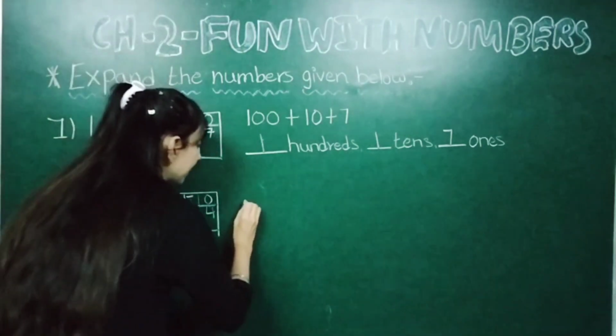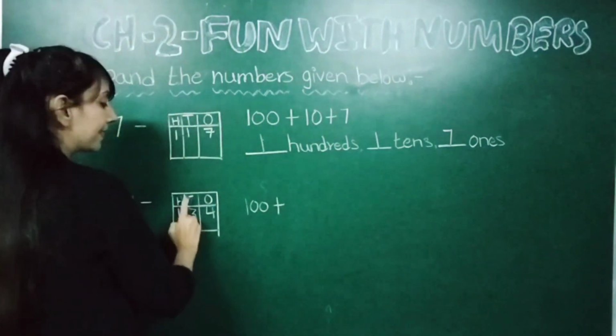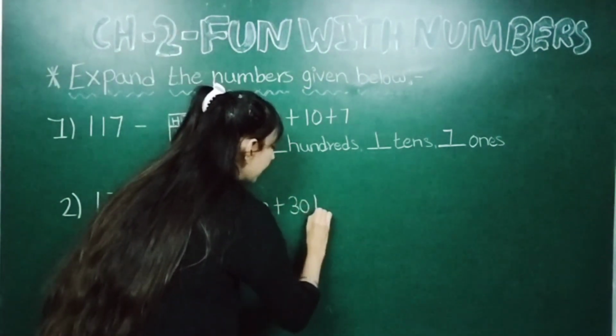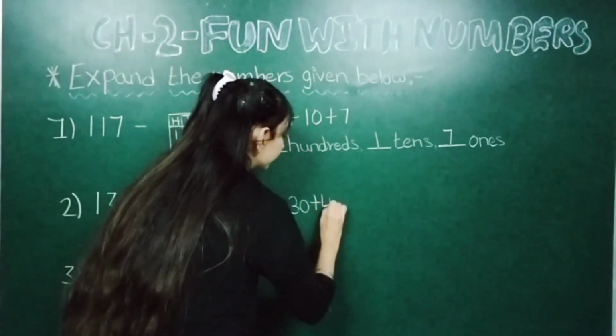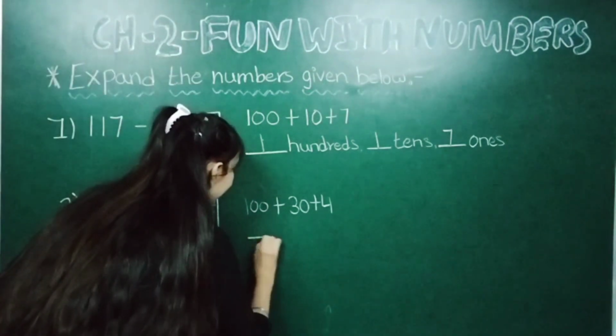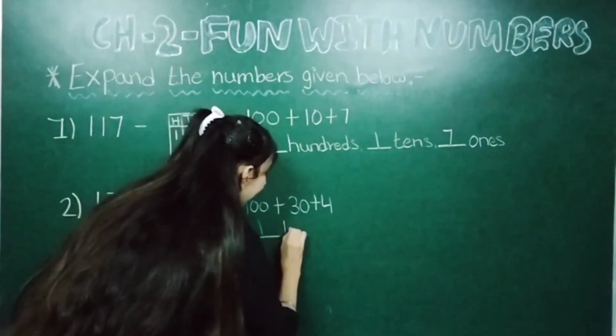So how do we write it? See, 100 plus 3 tens means 30, so here we will write 30. Then plus 4 ones, so here we write 4. Understood? Now in this blank we will write 1, then hundreds.